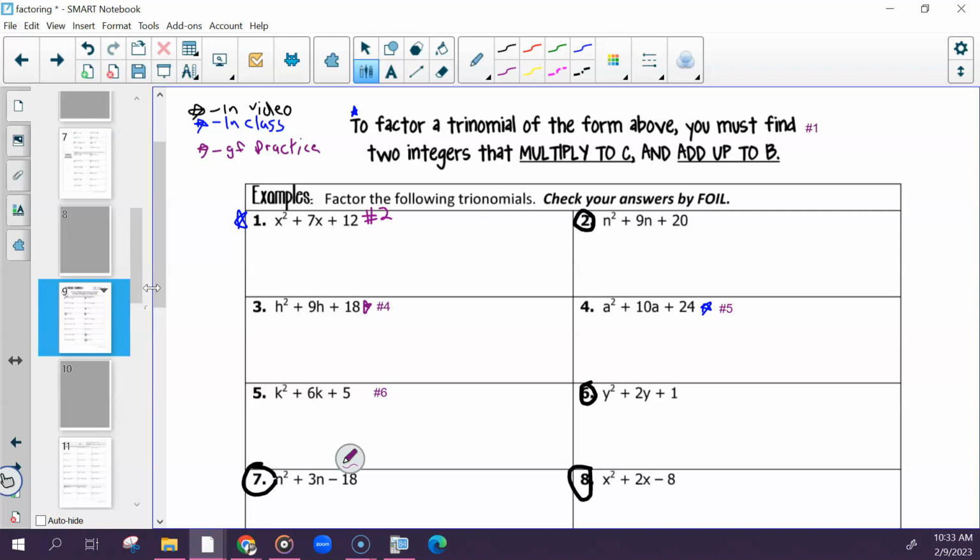6 times 2. I'm going to write these off to the side. 3 times 4. Okay, so we don't have to write it the other way because it would be the same thing. And 1 times 12. So those are all your factors of 12. Colton, make sure you're writing this down. Of these factors, which ones, if you added them together, would give you 7?